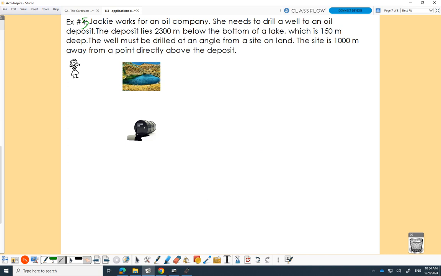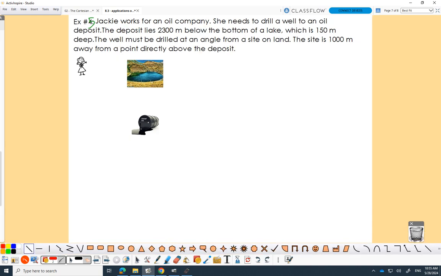Jackie works for an oil company. She needs to drill a well to an oil deposit. The deposit's underneath the water. Yikes. So what she's going to do to drill the well is drill in at an angle there, so she doesn't have to go out in the middle of the pond and try and dig. Because we do this. There's oil rigs out in the ocean doing this, but it's fraught with peril. This is a very dangerous enterprise. If we can, we'll just go in at an angle. Yeah?